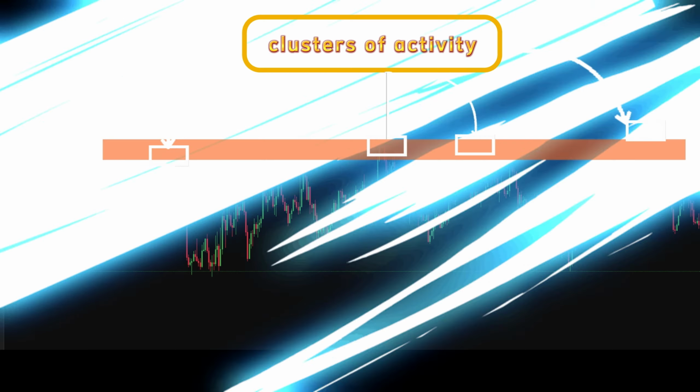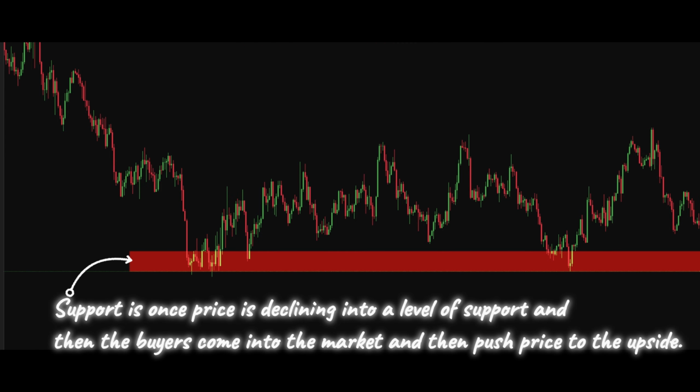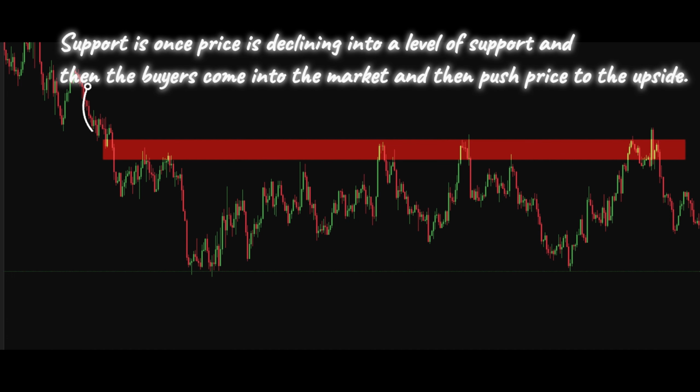So what support looks like is, once price is declining into a level of support, buyers come into the market and push price to the upside. And then resistance is when price is heading to the upside, it hits a resistance level, then sellers come into the market and take price to the downside. It is literally as simple as that.